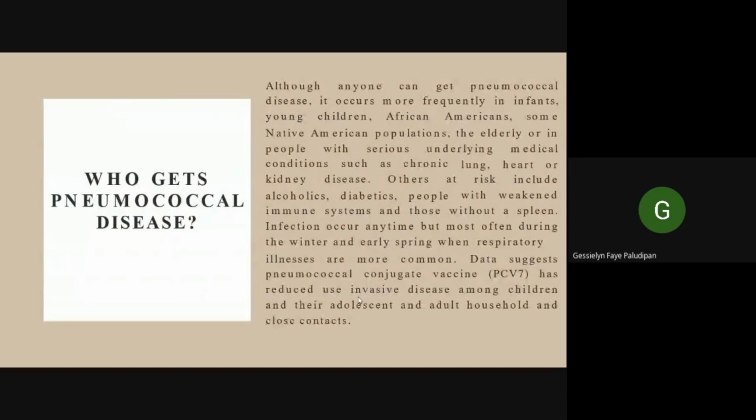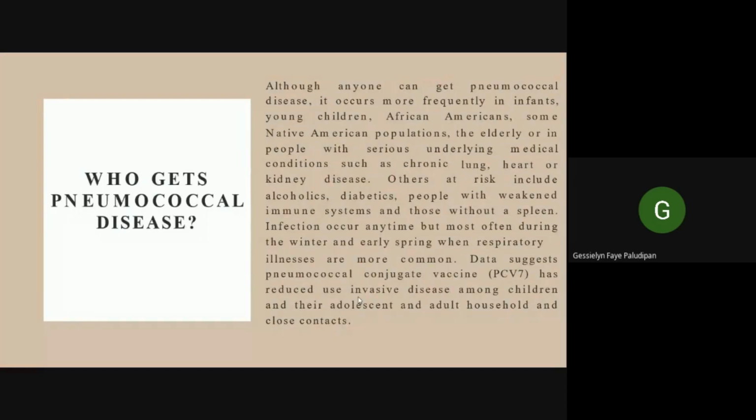Next, who gets pneumococcal disease? Although anyone can get pneumococcal disease, it occurs more frequently in infants, young children, African Americans, some Native American populations, the elderly, or in people with serious underlying medical conditions such as chronic lung, heart, or kidney disease. Others at risk include alcoholics, diabetics, people with weakened immune systems, and those without a spleen. Infection can occur anytime but most often during the winter and early spring when respiratory illnesses are more common.